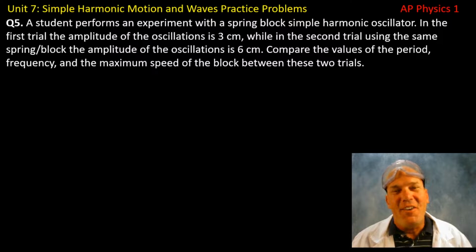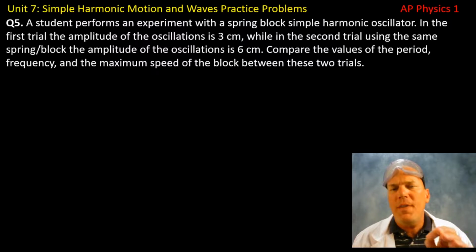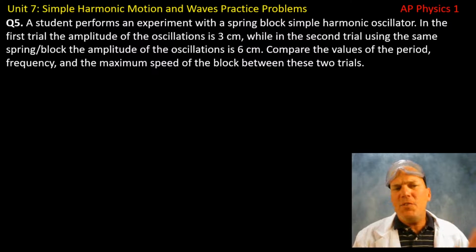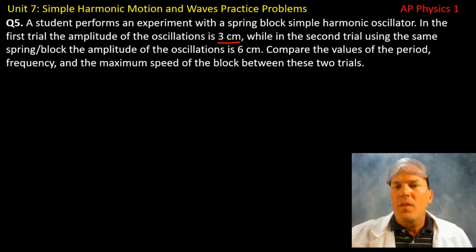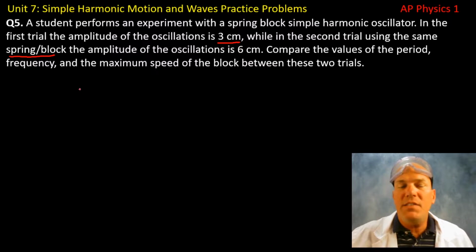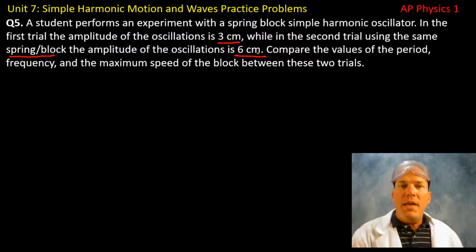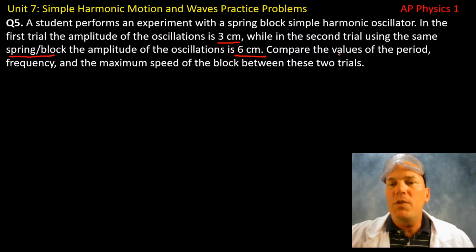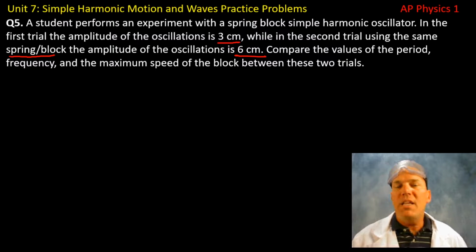All right. Now, in question number 5, a student performs an experiment with a spring block simple harmonic oscillator. In this first trial, the amplitude is given as 3 centimeters. In a second trial, using an identical spring block system, the amplitude is 6 centimeters. So trial 1 has a smaller amplitude compared to trial 2. You are asked to compare the values for the period, frequency, and the maximum speed of the block between these two trials.